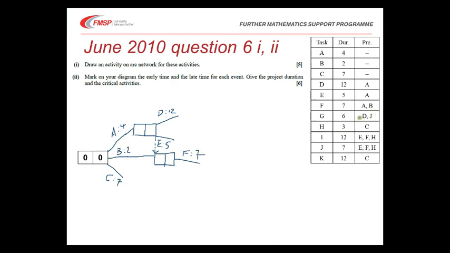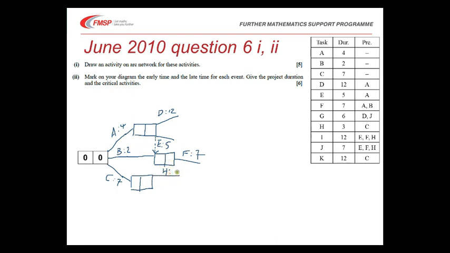Looking down at our next ones, we can't do G yet, that's D and J, and we haven't put J in at all. J's got some other things on it, so we're going to leave G for now, but not forgetting about it. H requires C to have finished. Is there anything else with C? Well, K requires C as well, so we need a single event here at the end of C, and then we can run H and K out of this.